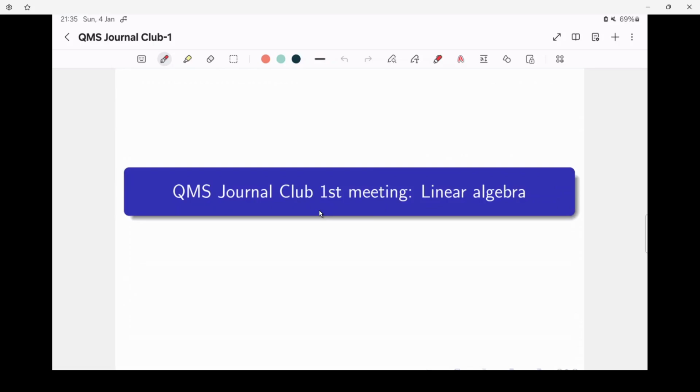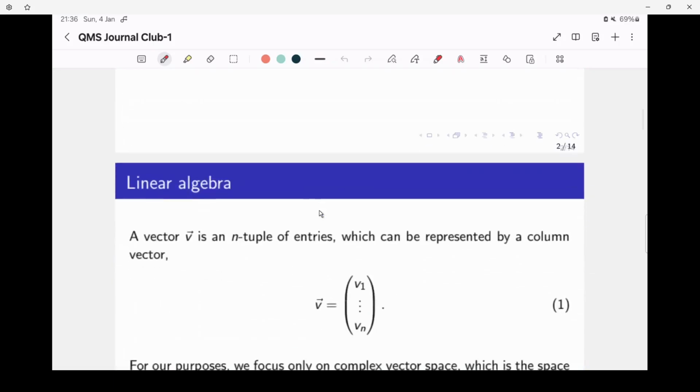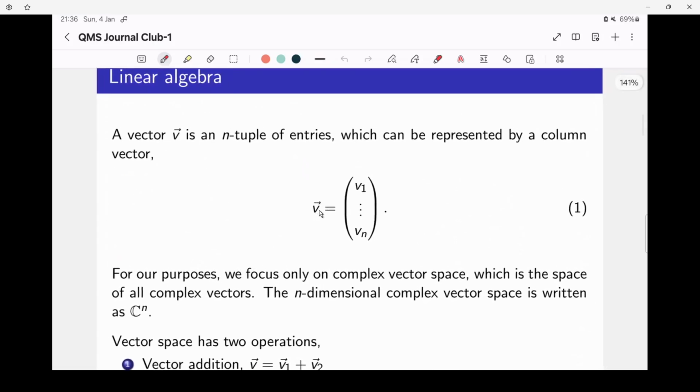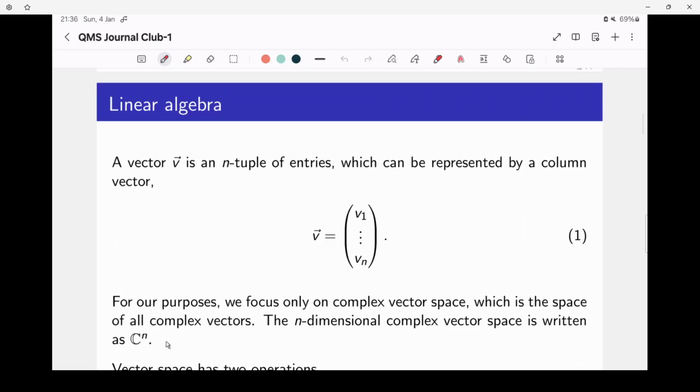So the first journal club would be to cover all the linear algebra needed for the subsequent discussion. If you don't understand any of these quantum mechanics, it is fine because most of the knowledge will be coming from a linear algebra perspective.